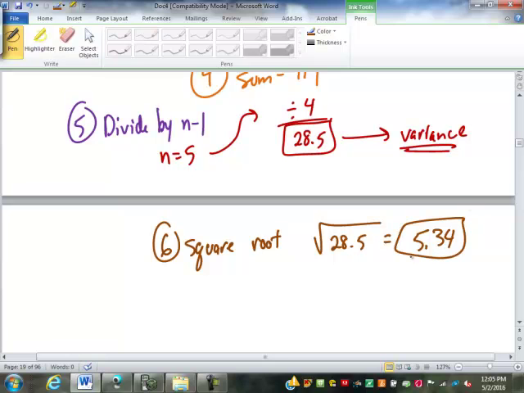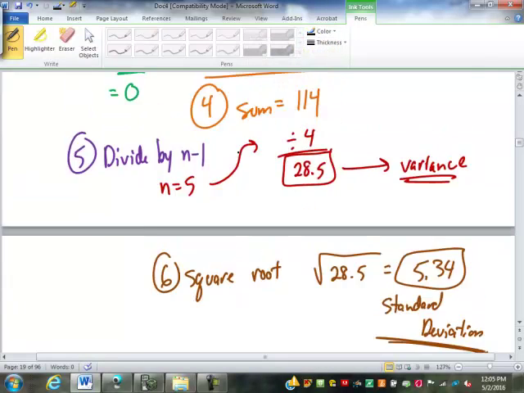I think on the test I asked you to go to the nearest tenth, so it'd be 1 decimal place. But, you know, that is the standard deviation. And what that tells us is, on average, how far is each data point away from the mean?